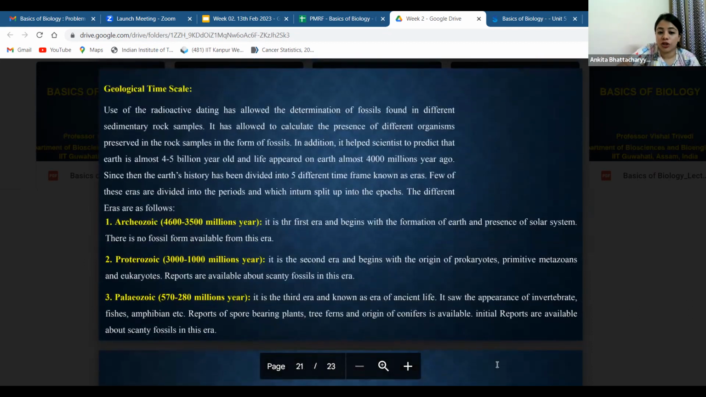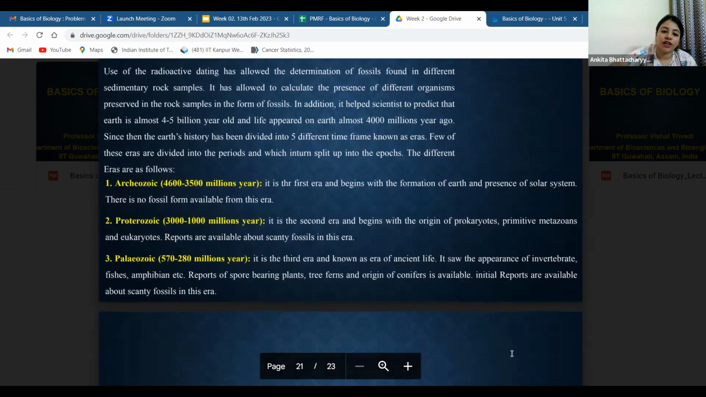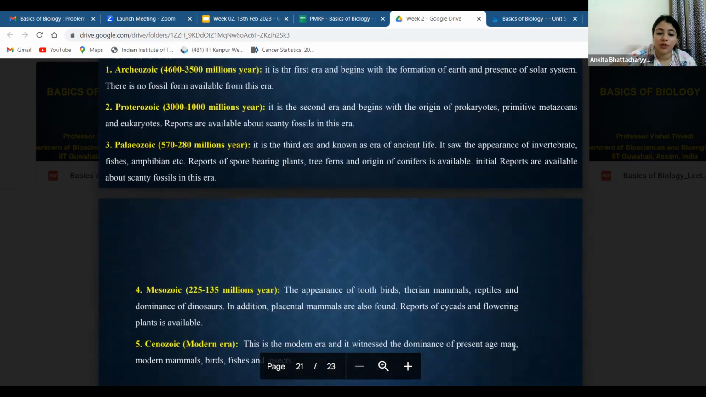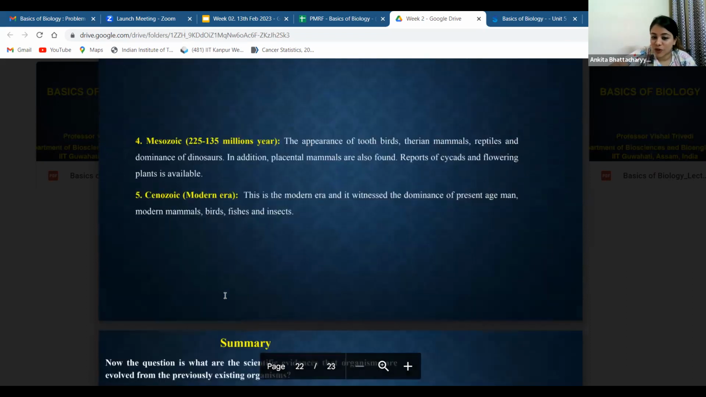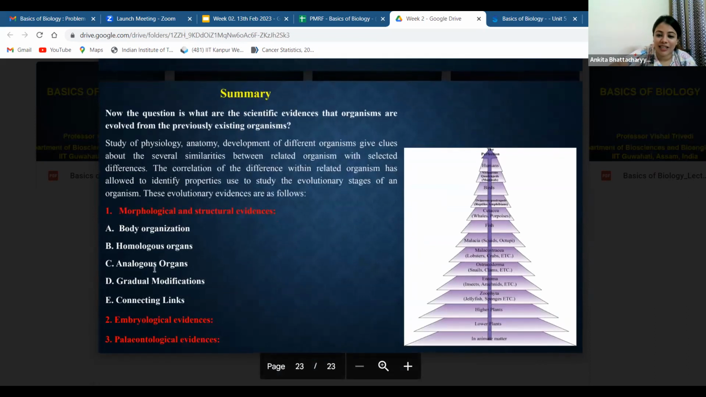Then coming to geological timescales, obviously using these fossils, the entire time period over the history of the earth has been divided into different eras. So we have the Archaeozoic, Proterozoic, Paleozoic, Mesozoic, and Cenozoic era. There was a question on this particular one. The modern era is obviously the Cenozoic era. And so that is another example of how you need to remember it. And this is just a slide summarizing what has already been discussed.